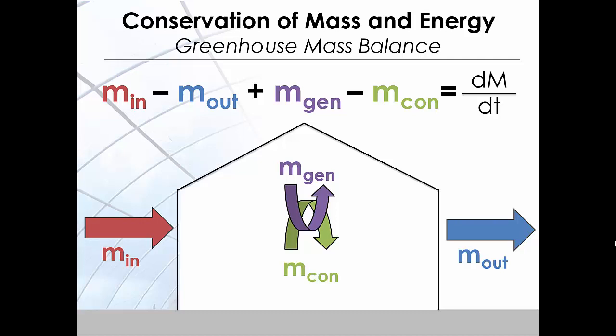The mass of a substance in a control volume can be related to the concentration of that substance in the volume as follows: M equals V times Ca. Here M is the mass, V is the volume of the system, and Ca is the concentration of that substance in the control volume. So from this relationship, it is clear that concentration can be used as an indicator of mass in the volume of the greenhouse.